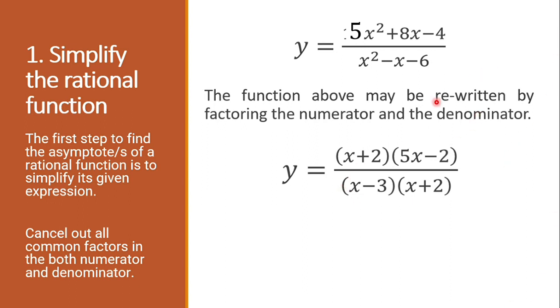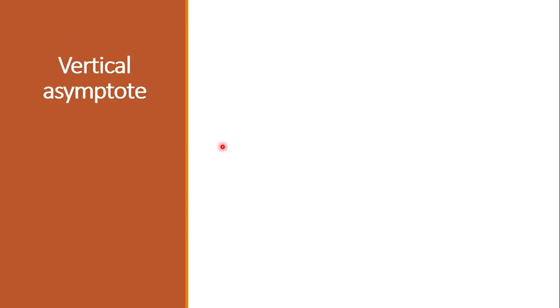So once you are sure that you have found all the possible factors of your numerator and your denominator, you can simply cancel out all common factors. In this case, we have the common factor x plus 2, so we can simply cancel out these factors for both the numerator and the denominator. So now we have the simplified form of your rational function, which is y equals 5x minus 2 all over x minus 3. Okay, so now we can start calculating your vertical and horizontal asymptotes.